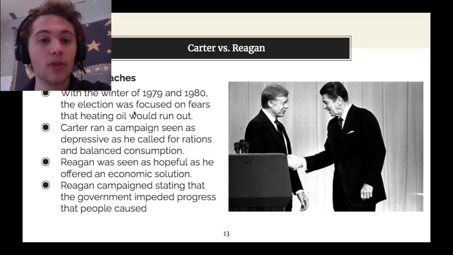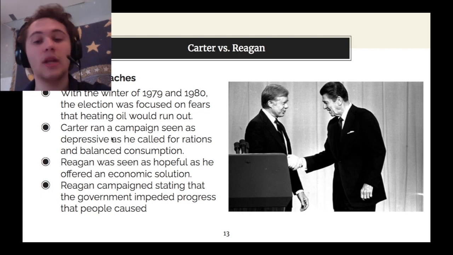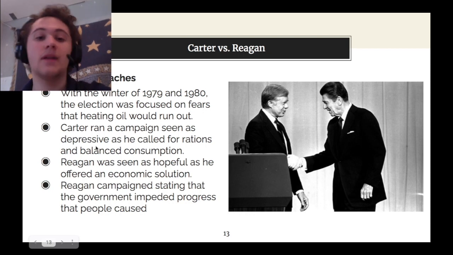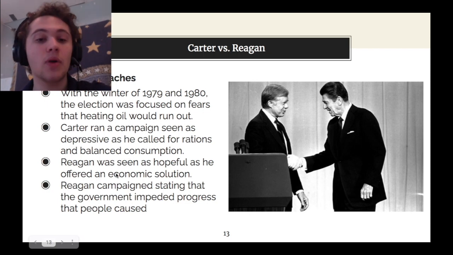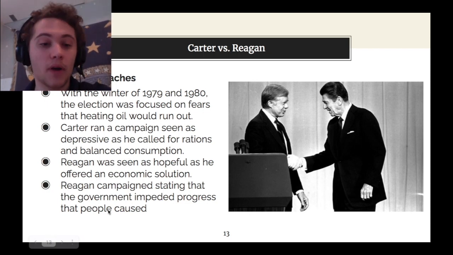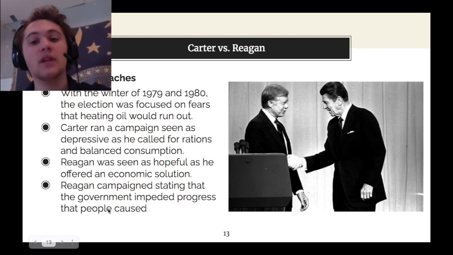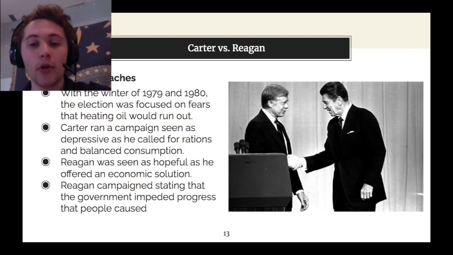And so, with the winter of 1979 and 1980, in which the election was taking place, the fears of heating oil running out were high, as we talked about. And then, as we talked about, Carter used this campaign to talk about rationing and balanced consumption, while Reagan offered a hopeful economic solution. So Reagan campaigned saying that the government was making life difficult for citizens and that the citizens could easily bring themselves back up from their crisis if the government didn't intervene, rather than having them ration themselves.